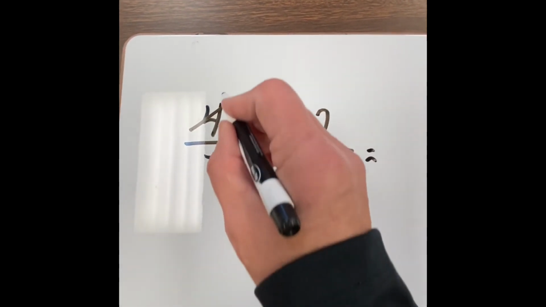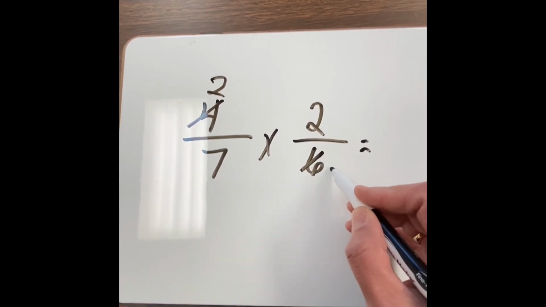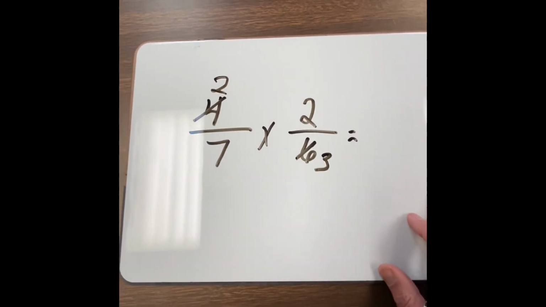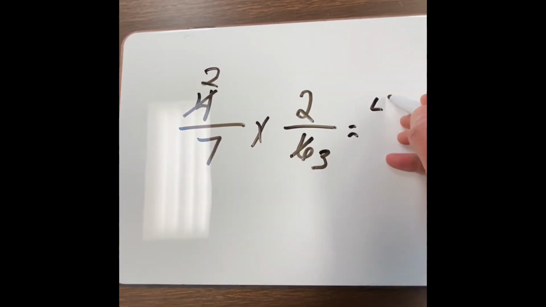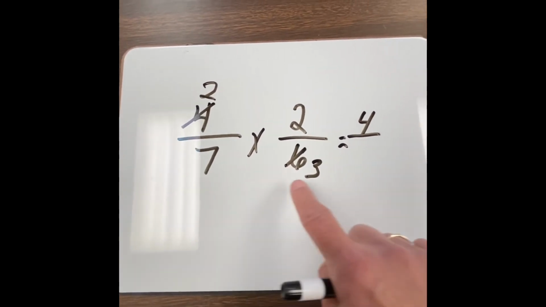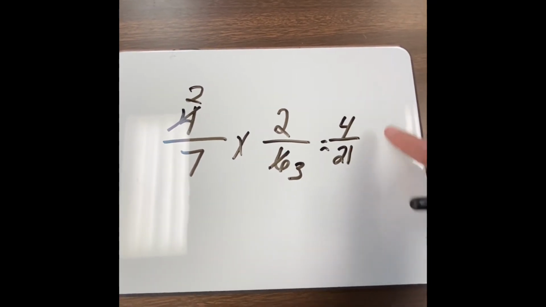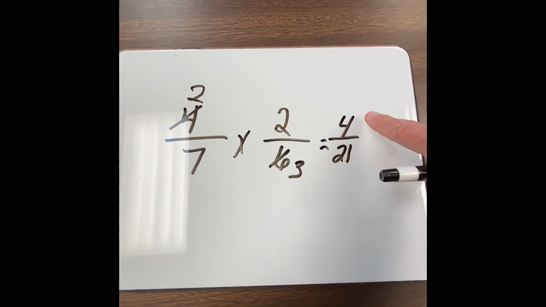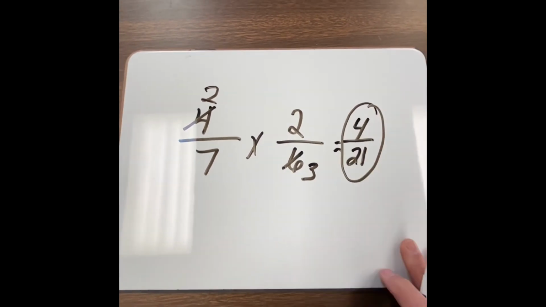So 4 divided by 2 is 2. 6 divided by 2 is 3. Now 2 times 2 is 4. 7 times 3 is 21. Nothing else. 1, 2, and 4 are factors of 4, and they can't go into 21, so it's in simplest form.